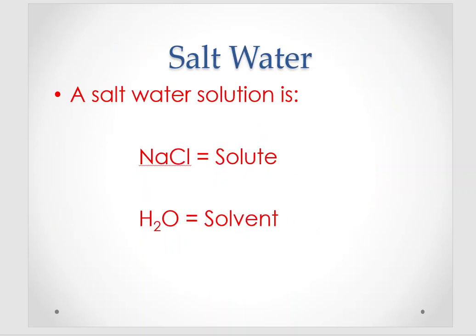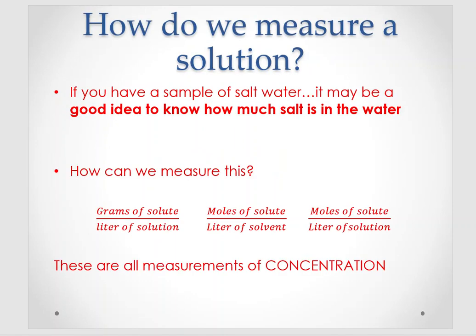So for instance, salt water. If our solution is salt water, our solute is the NaCl, and our solvent is the water. Water is going to be our solvent whenever we're doing solution stoichiometry. So we're going to be talking about aqueous solutions, things dissolved in water. In order to do stoichiometry with solutions, we have to have a measurement of how concentrated they are.